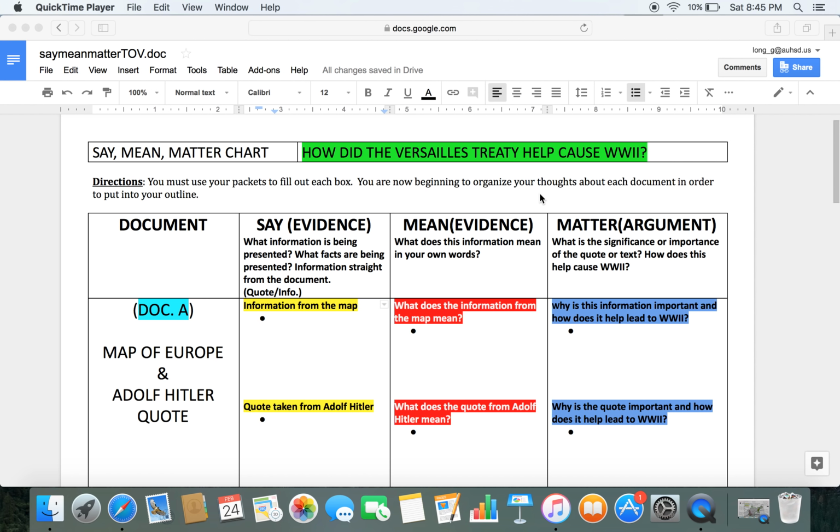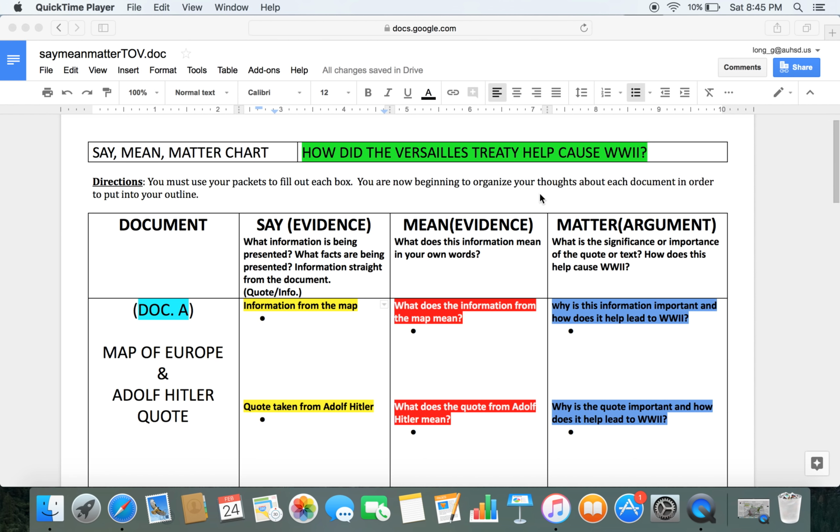The say box has to do with what information is being presented. Now, if you look at our DBQ packet, there are 4 different documents, and each document is different. Not one document is just an excerpt or a paragraph. It's going to be a political cartoon. It's going to be a map. It's going to be a paragraph. So everyone needs to understand that even though it's not a paragraph where you can pull out a word for word quote, you can still pull information from each document.